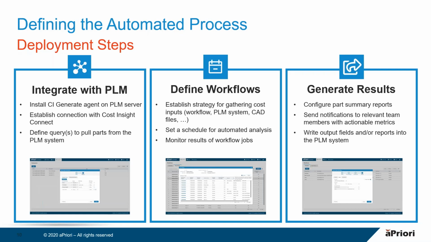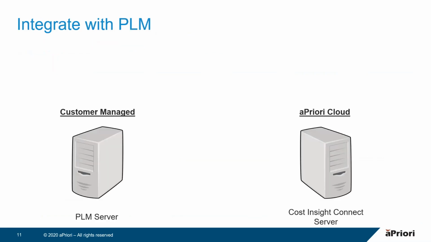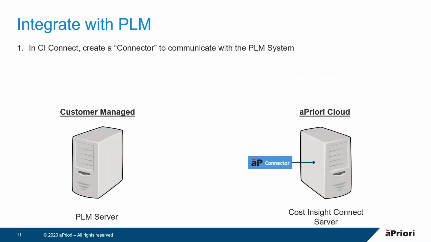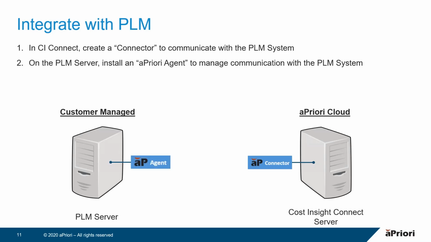So now that we've gone through all of these steps, we'll go through each of them in a little more detail to give you a better idea of how they're put into practice within CIC. In terms of integration with the PLM system, the first step is to create a connector. A connector is CI Connect lingo for an instance or view into a connection with your PLM system.